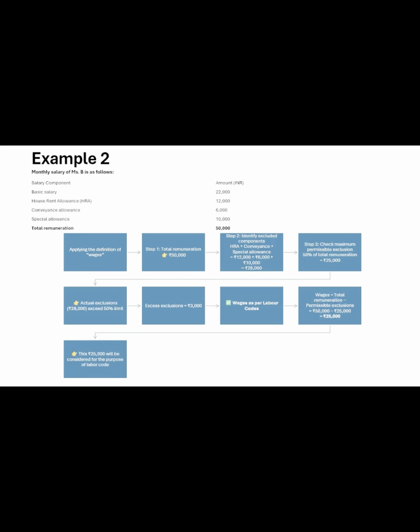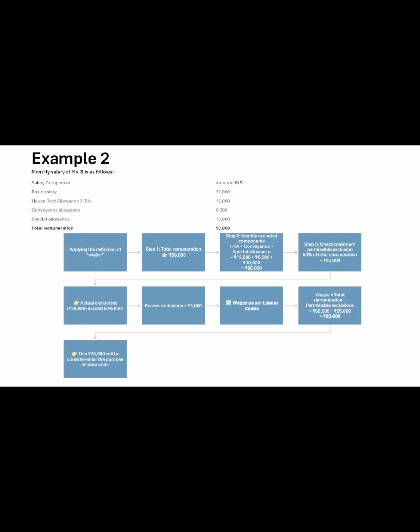Look at this another example. This time Mr. B's total monthly pay is 50,000. Out of this, HRA, conveyance and special allowances, which are under the exclusion, together add up to 28,000. Now, the labor code says that the allowance cannot be more than 50% of the total pay. Here, 50% of 50,000 is 25,000, but the actual allowances are 28,000. So they are over the limit by 3,000.